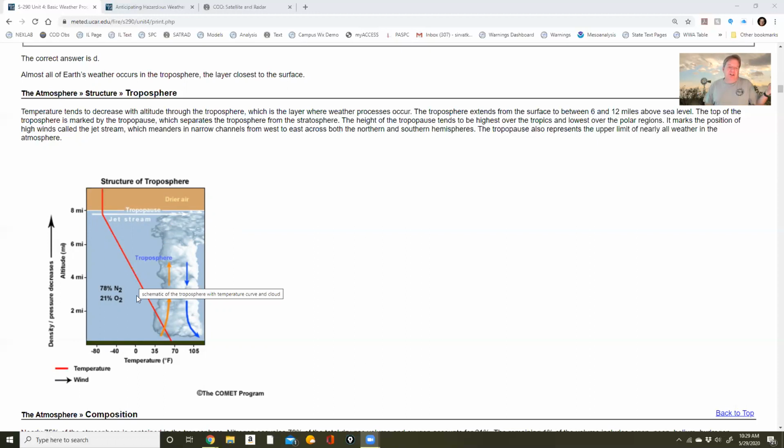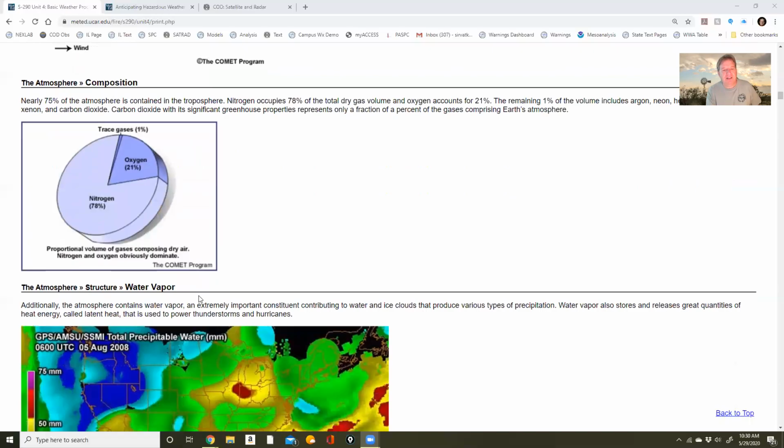So I want you to know, what are the two most important gases of the atmosphere? Nitrogen and oxygen. Now there's a little bit of a gas called argon. We don't care about that. There's a little bit of carbon dioxide, CO2, which plays a role. But nitrogen and oxygen is what matters the most. So we can skip past there.